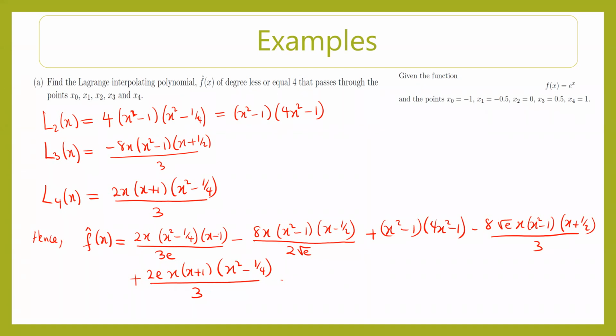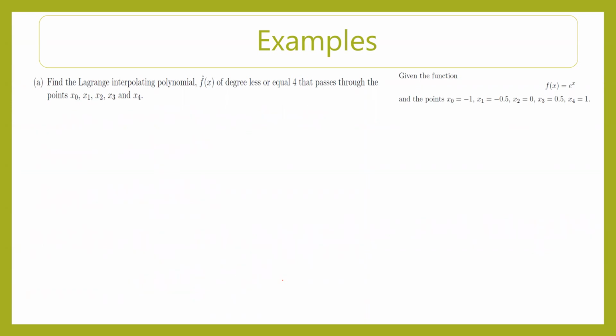Now let's discuss the second part, the B part. So the B part says find an upper bound for the difference at this point. So first, let's use the Lagrange error formula that we proved at the beginning.